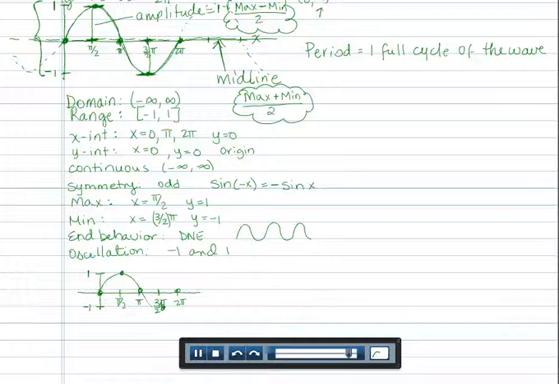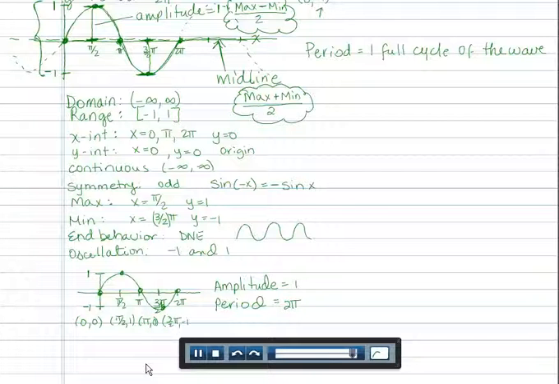So there you go. I'll be expecting you to be able to graph this. I expect you to tell me that the amplitude equals 1, that the period equals 2 pi, and that your main crossing points are going to be 0, 0; pi halves, 1; pi, 0; 3 halves pi, negative 1; and then 2 pi, 0. I would expect you to know those points for this graph.